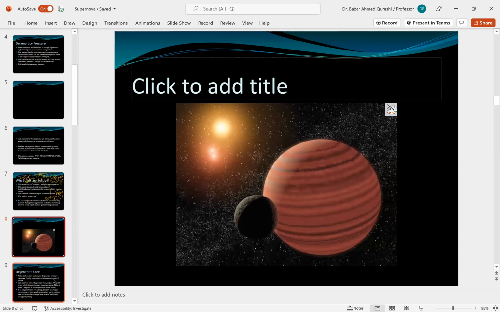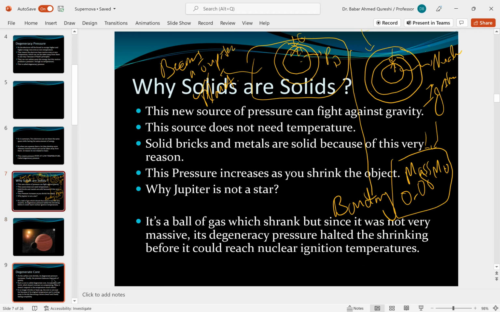Jupiter is again a ball of gas, but sustained by degeneracy pressure. Earth is also sustained by degeneracy pressure. That's why it's not shrinking. Someone should have asked, if gravity always shrinks, why is the Earth not shrinking? Because there's degeneracy pressure. It doesn't need nuclear ignition.